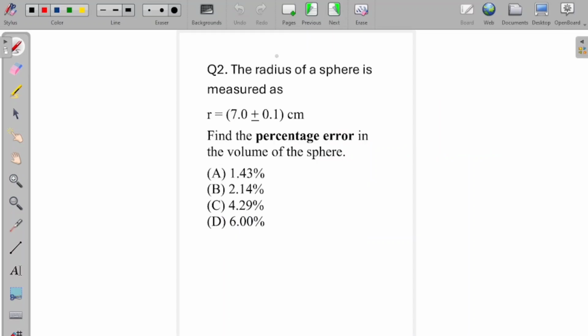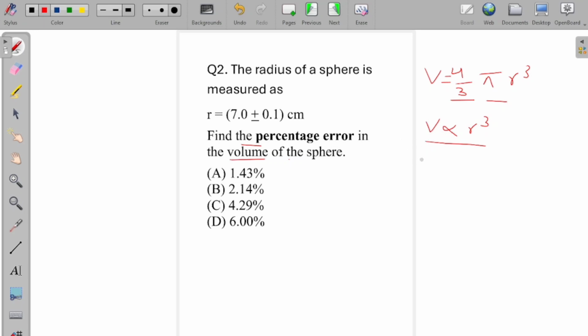Now the next question, question number 2 says the radius of a sphere is measured as r is equals to 7 plus minus 0.1 centimeter. Find the percentage error in the volume of the sphere. We have to find the percentage error in the volume. So let's see the expression of volume of a sphere. Expression is V is equals to 4 by 3 pi r cube. In this expression we can see 4 by 3 and pi are constant, so we can say that V is directly proportional to r cube. We can use this relation to find the error.